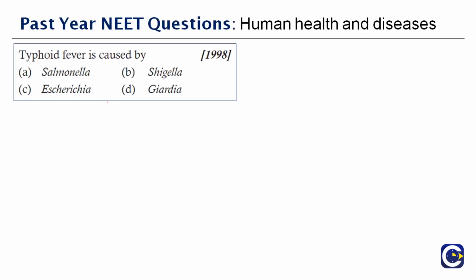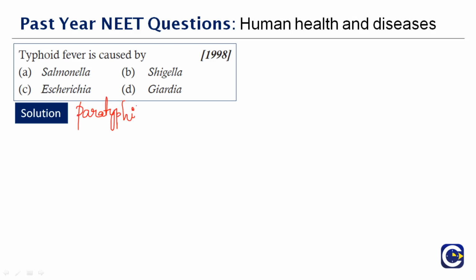Typhoid fever is caused by dash. I think throughout this chapter you'll have more repeated questions, so it'll be easy for us to go through. I think all of you know what the answer is. So what is typhoid fever caused by? It is caused by Salmonella, which is option A. So typhoid fever is caused by Salmonella typhi, and the other species which causes it is actually paratyphi.